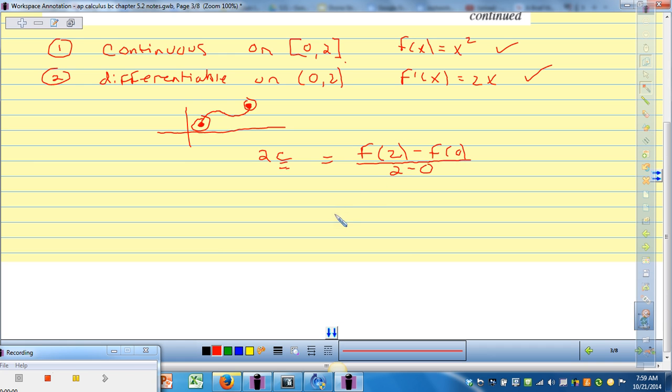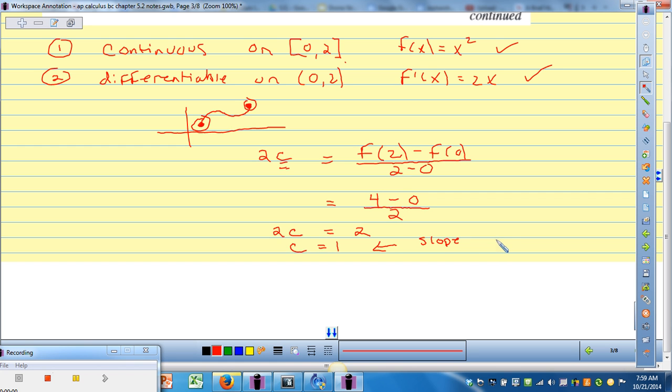What is f of 2? 4 minus 0, over 2. So on the right side we have 2, and on the left side we have 2c. Solve for your c. So at c equals 1, that is where the slope of the secant line would be equal to the slope of the tangent line.